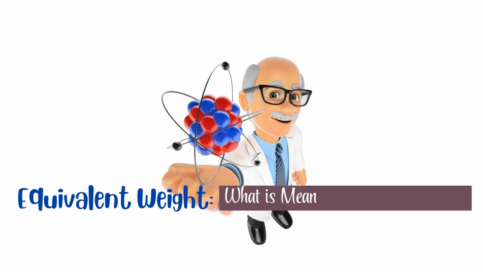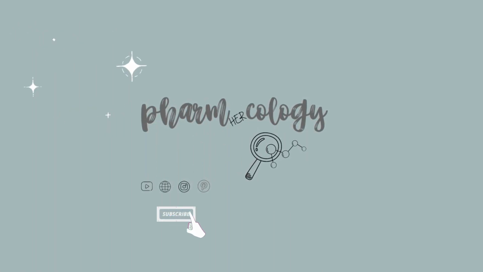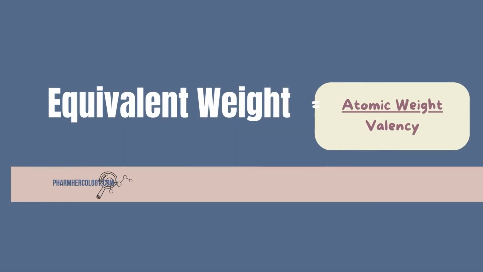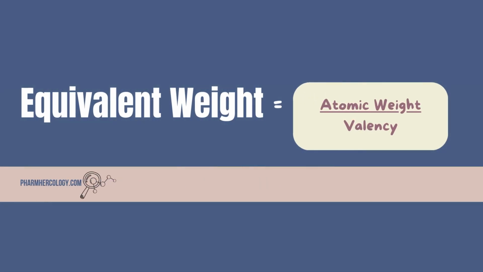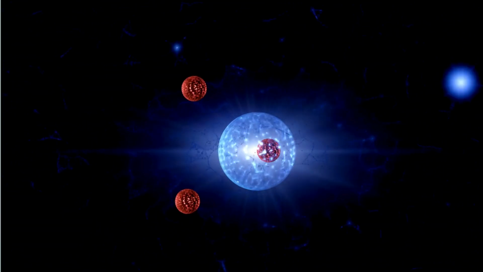Do you know what equivalent weight means and how to calculate it? Let me explain. Equivalent weight is simply weight divided by valence. What is different is that both these components are at an atomic level.